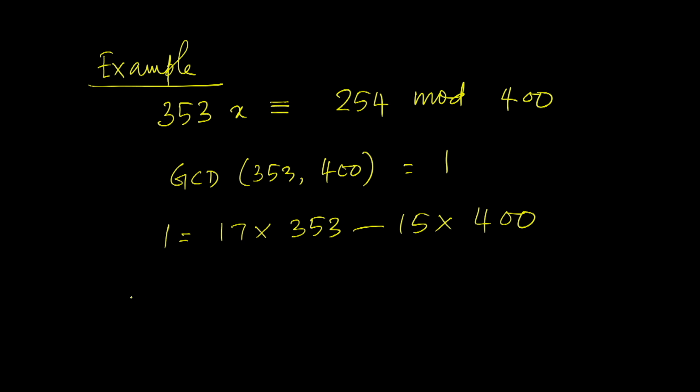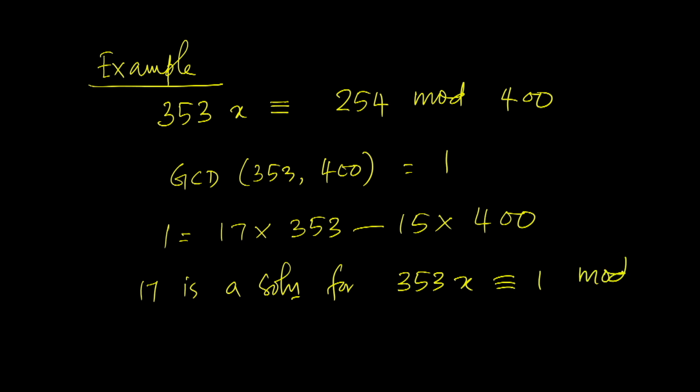Taking modulo 400 on both sides, we have that 17 is a solution for 353x equals 1 mod 400. In other words, 17 is the only solution for this congruence in 0 to 399.